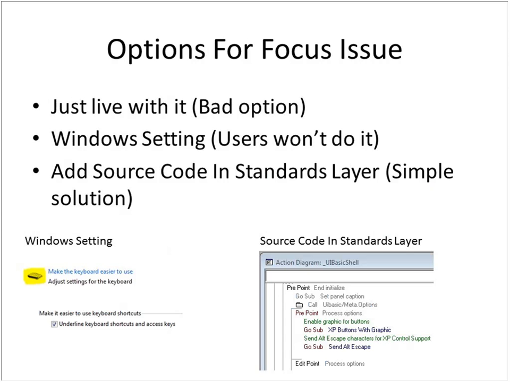There's a second option available to you, and that is at the PC level, you can go into your Windows settings, and there's an option on there to make the keyboard easier to use, and then you check this box that says underline keyboard shortcuts and access keys. So when you go in on your PC and you check that option, then your Plex applications will automatically indicate to the user when these fields have focus. The problem is that this setting has to be done at the user level, down at the deployed PC level.